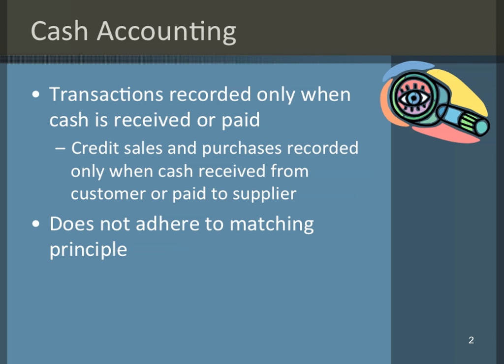What does adhere mean? Adhere means applies, or attached to, or enforces the matching principle. So this particular method of accounting, cash accounting, does not apply the matching principle, does not abide by that matching principle. And remember, the matching principle is an acknowledgement that profit is determined by matching revenues earned to expenses incurred.